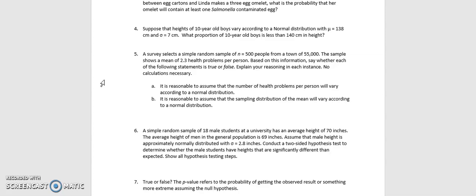Number 6, you're doing a 2-sided hypothesis test. So make sure you do all of the steps. You need your hypotheses, both the null and alternative. You need a test statistic. You should have a p-value that goes with the test statistic, but also corresponds to your alternative hypothesis. You likely need a p-value.